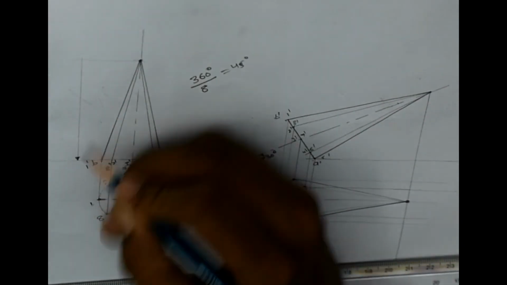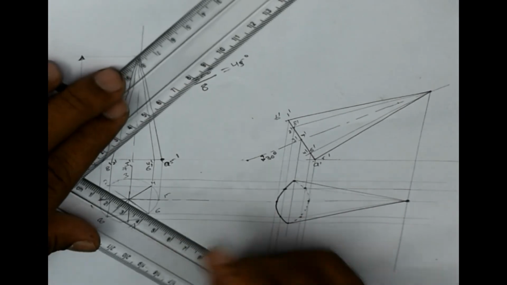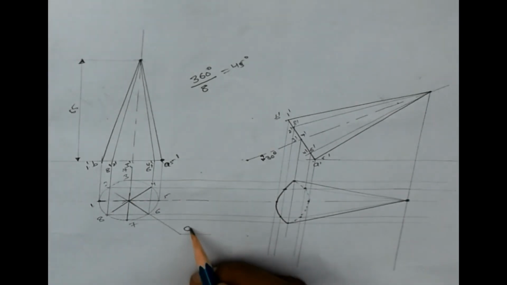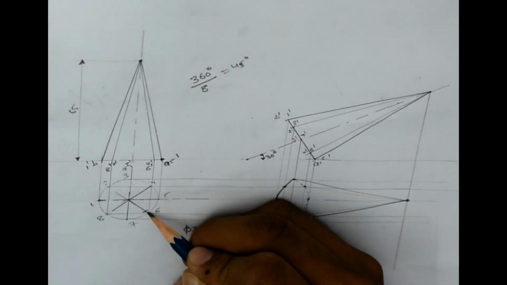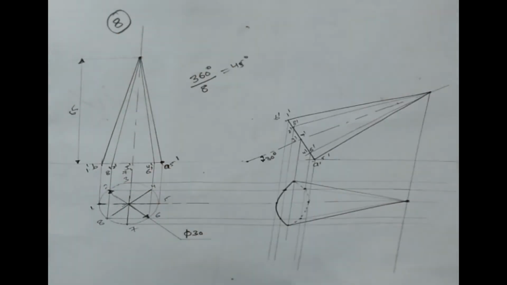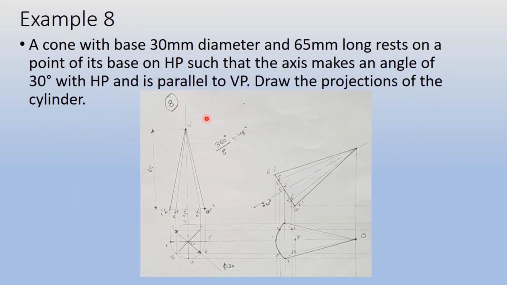65. Axis height is 65, and also the base diameter is 30 mm. So example number 8 is completed. So this is the final answer of your question number 8. This is an assumed cone which is directly standing on the horizontal plane, and this is the actual answer. The point resting on the horizontal plane and the angle of the axis is 30 degree.